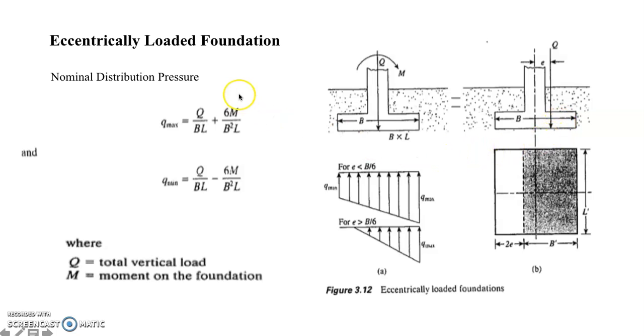For this one, we know that our nominal distribution is given by this equation. The maximum pressure is equal to Q over BL, the load over the width times the length, plus 6M, the moment, over B squared times L. For the minimum pressure, you have Q over BL minus 6M over B squared L. Of course, capital Q is the total vertical load, and M is the moment on the foundation.